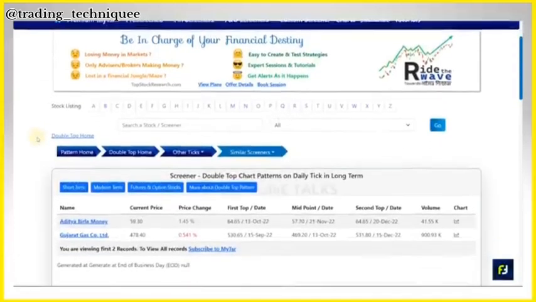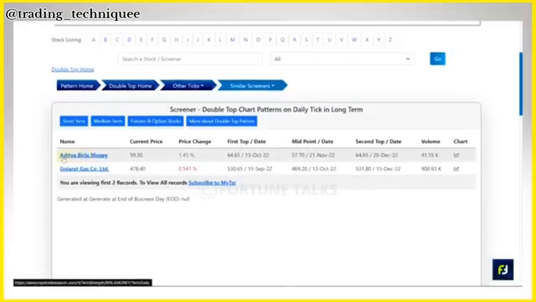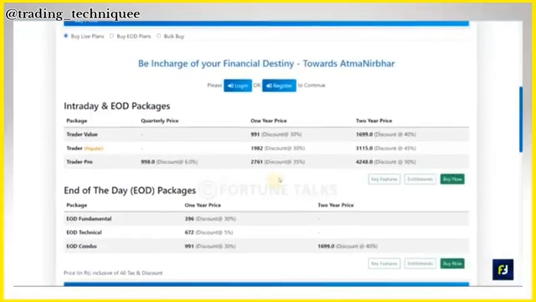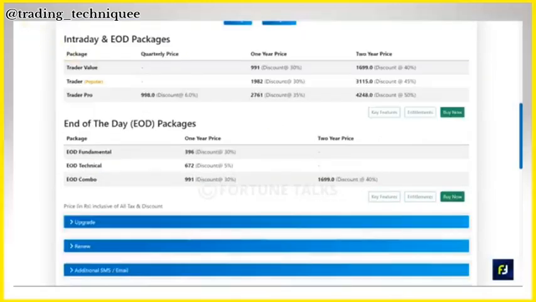And once you click on it, you will get a list of stocks that satisfies the criteria. But in the free version, you will only get a maximum of 3 results, and if you want more results, you need to purchase the premium plan, which costs around 2000 rupees for a year. But I suggest you use the free version for a while and see if you really need it. Now let's get back to the discussion.